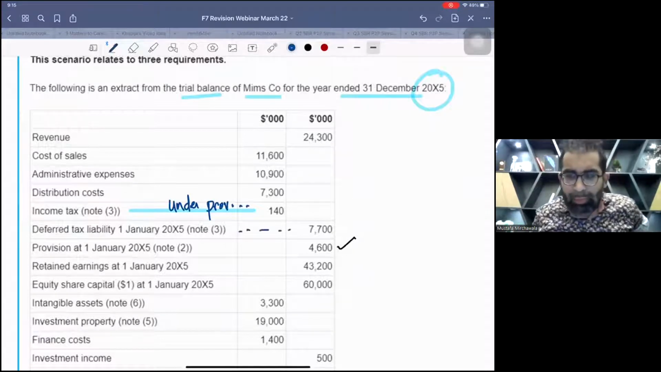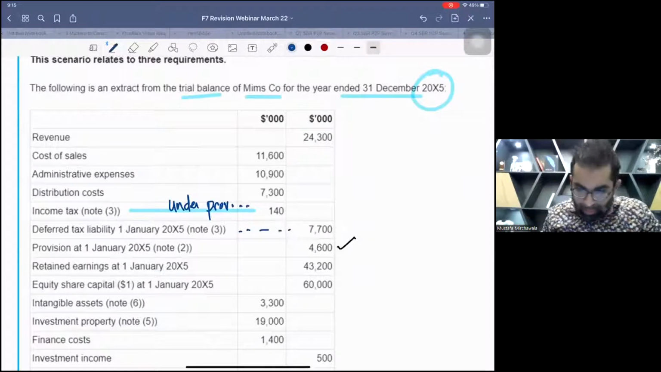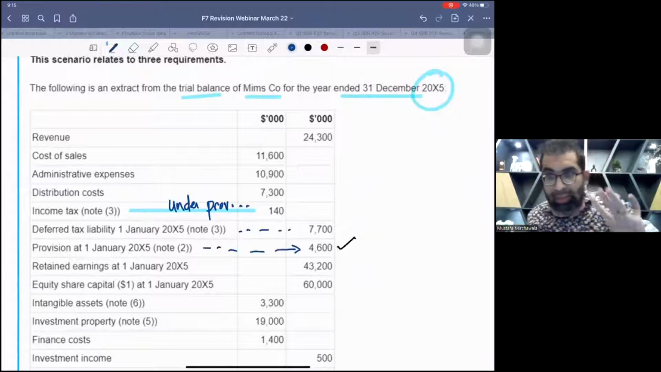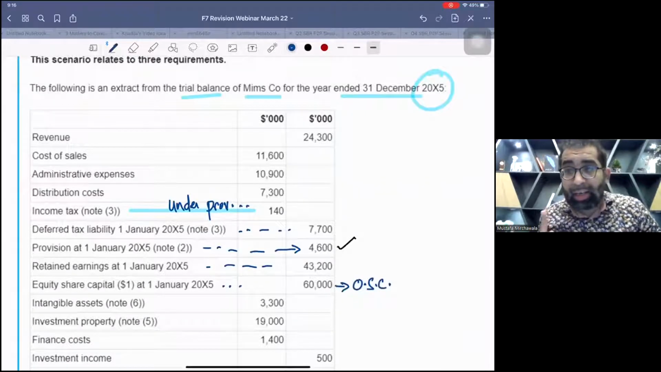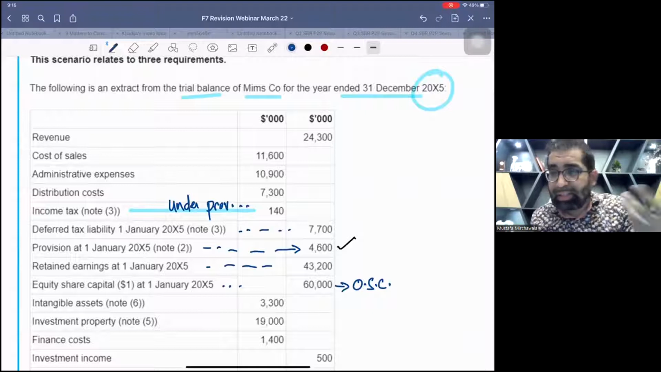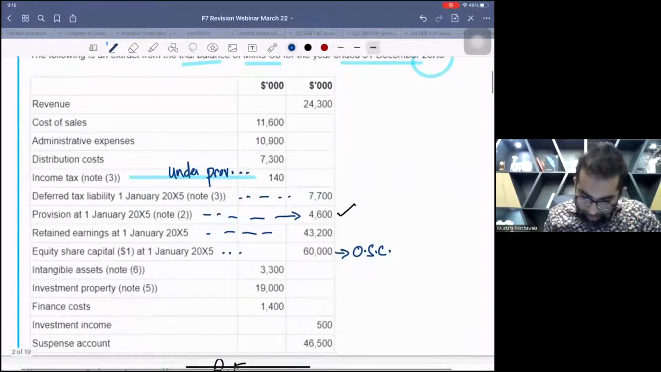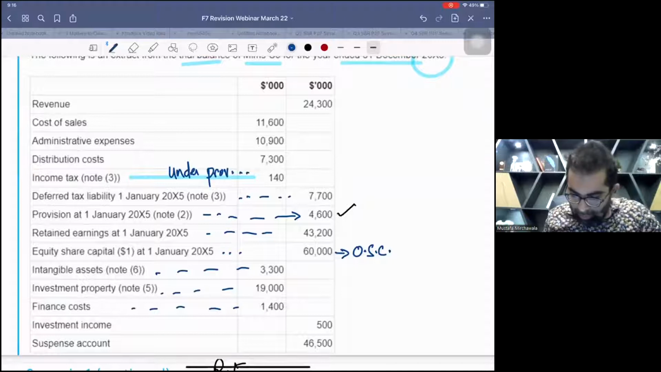Then you have deferred tax liability opening. Then you have some provision. Definitely there should be a case or employee issue, so there is some opening provision as well. You have retained earnings opening as well. Equity share capital issued, OSC, ordinary share capital, issued ordinary share capital, again beginning. Students, one thing should be very clear: you have to put blood in it. You need energy. This is basically your past paper, the latest trend, latest question, which came in the last attempt. Then you have intangible assets, investment property, finance cost, investment income, and suspense account. This is just time wasting. Suspense account, time wasting.